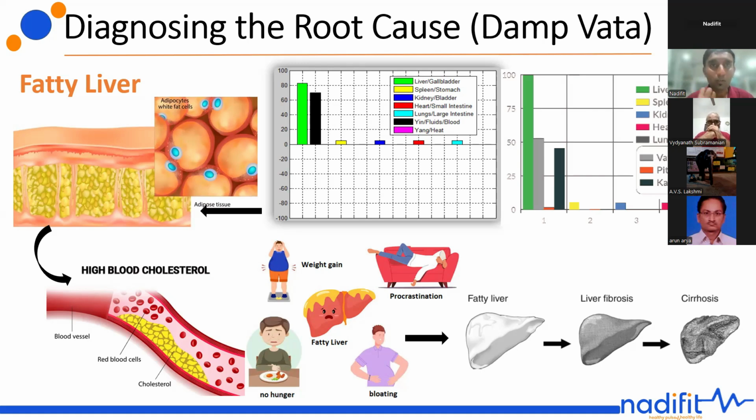Once oxygen goes into the cells, cellular metabolism happens. It creates the fire, and it will burn the fat. So this is how this damp vata, or vata kapha, or damp dry, in the chronic state turns into fatty liver cases. That is the case study I wanted to discuss.